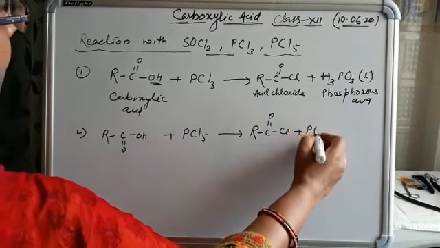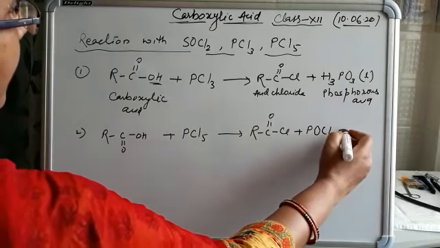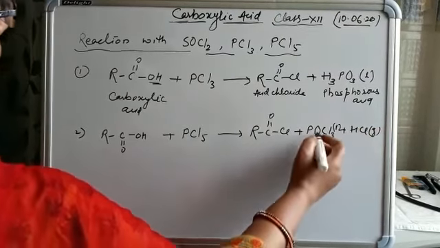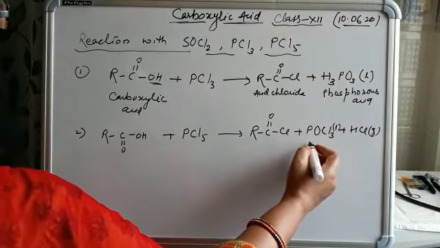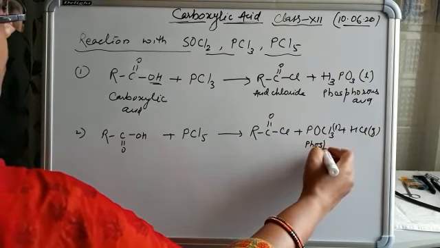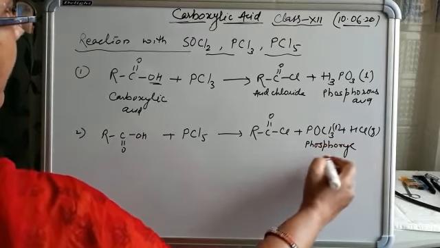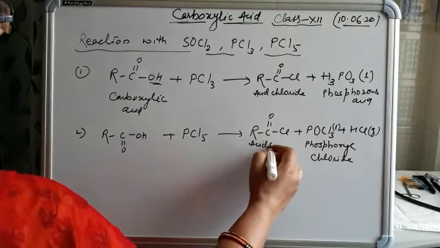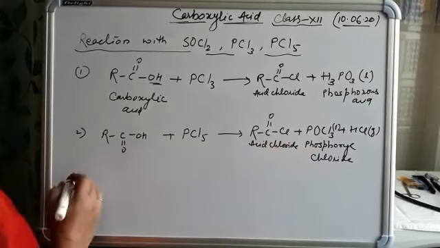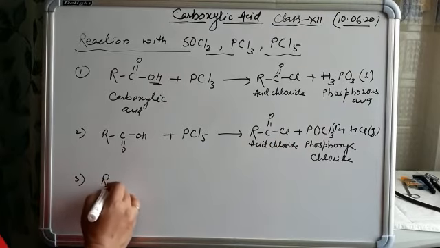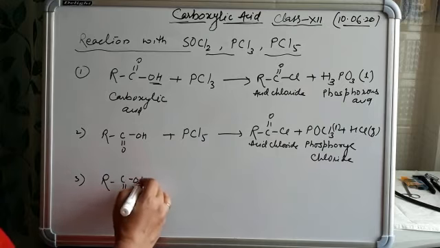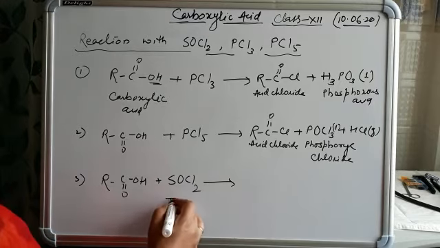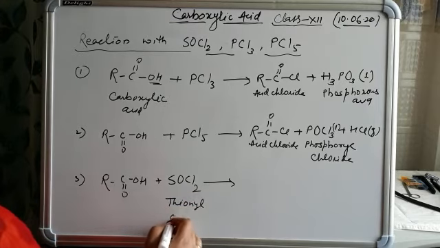the byproduct will be POCl3 and HCl in the form of gas. This is in the form of liquid, phosphorus oxychloride, or we can say phosphoryl chloride, and this is the acid chloride. In the third, when acid is treated with thionyl chloride, SOCl2, this is known as thionyl chloride.